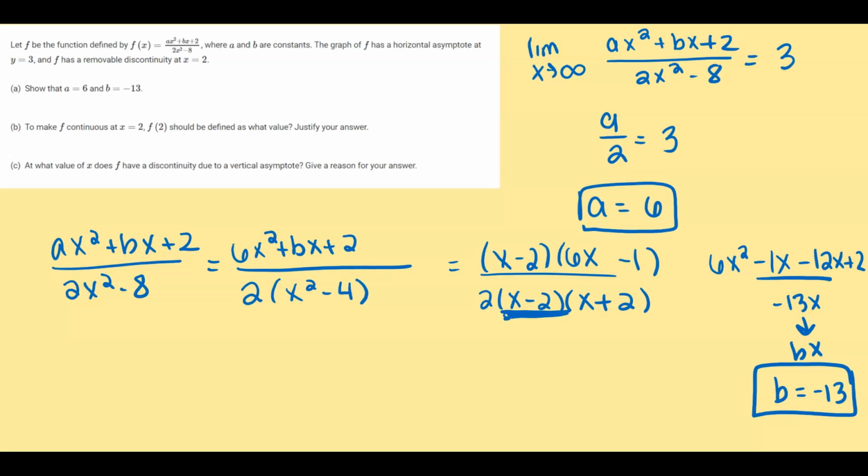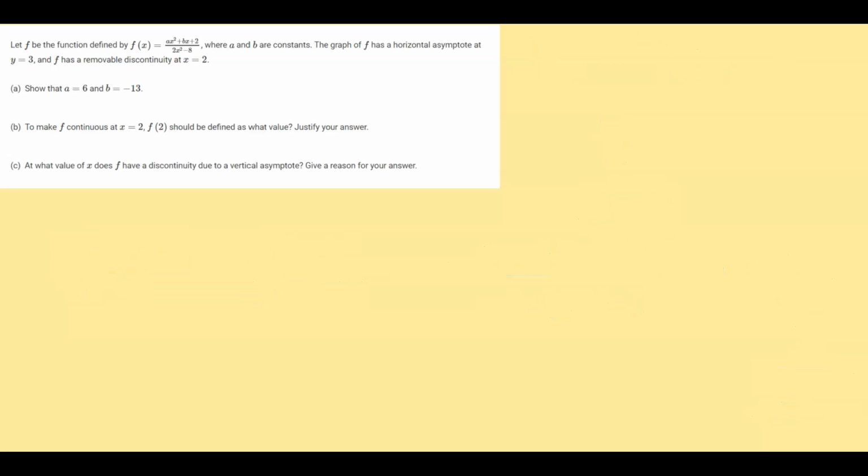So again, that is how you verify that a is 6 and b is negative 13. So we've successfully earned 4 points on part A. Now for part B, it says to make f continuous at x equals 2. What that means is we need to get rid of the removable discontinuity. f of 2 should be defined as what value?